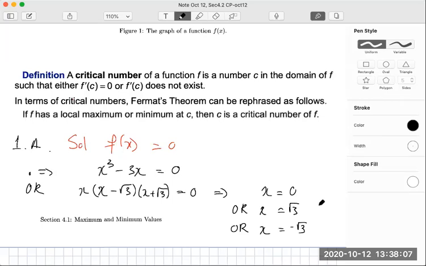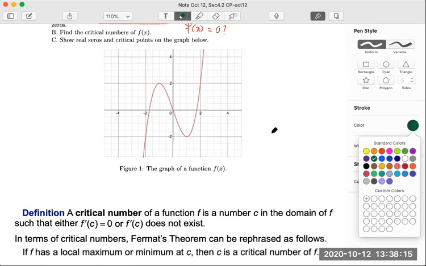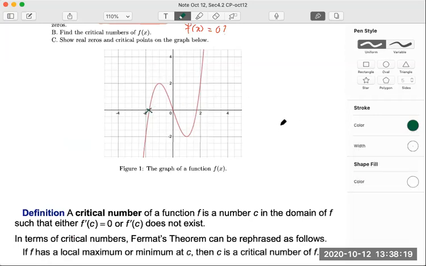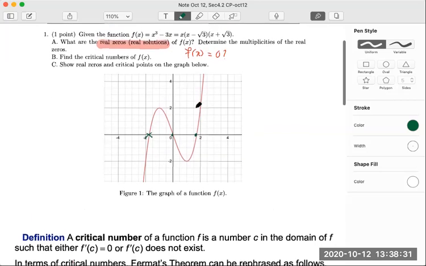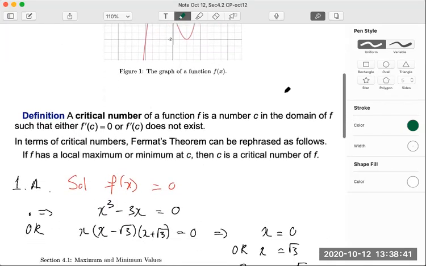Okay? And here, you can see it on the graph. The three solutions. This is negative square root of 3. This is 0, and this is square root of 3, right? We can see it immediately on the graph. So determine the multiplicities of the real zeros, or determine the multiplicities of the solutions.